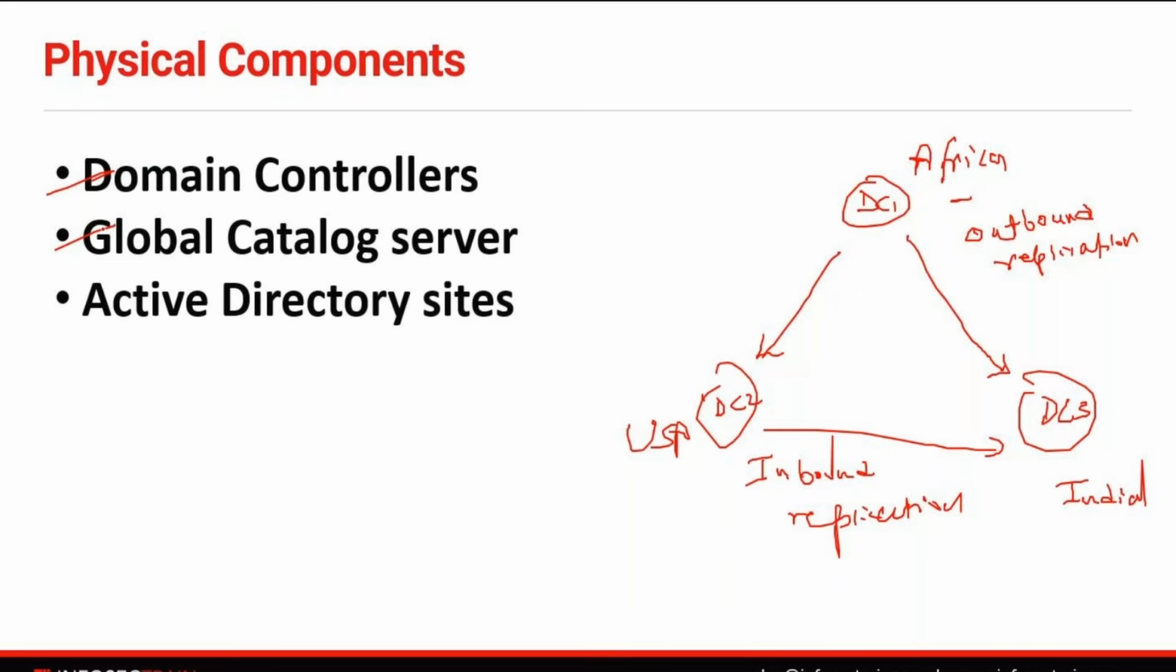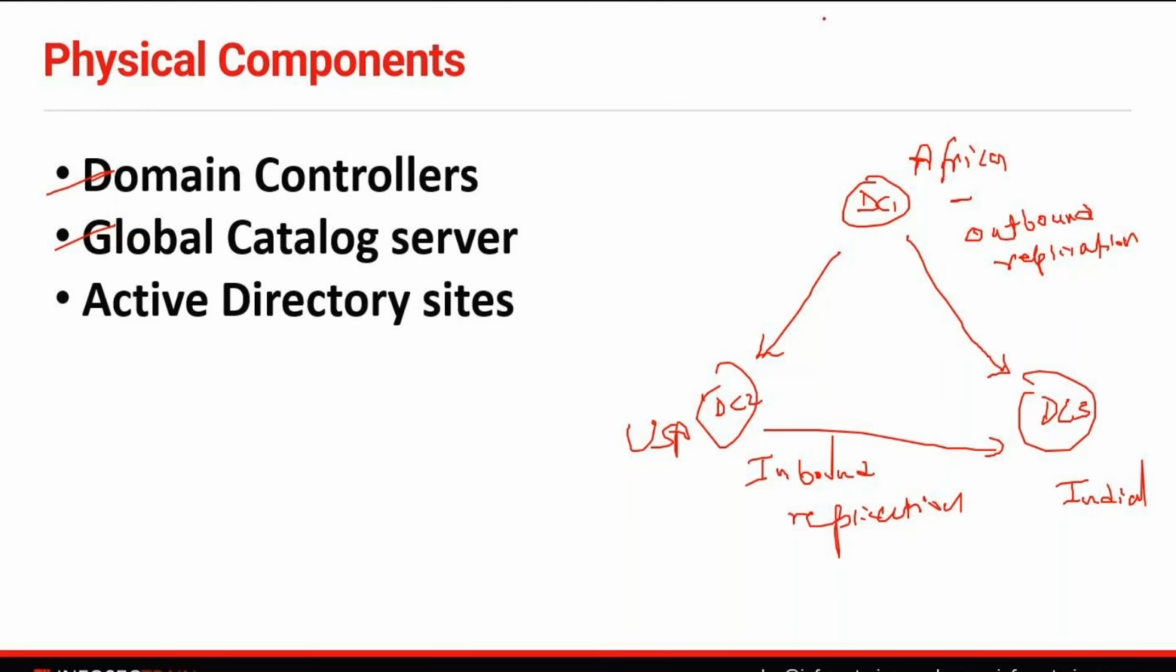Then we have the global catalog server. A global catalog server in Active Directory is like a supercharged address book for your entire Active Directory forest. Regular domain controllers know everything about their own domain. A global catalog server holds partition information about every object in the forest, right?